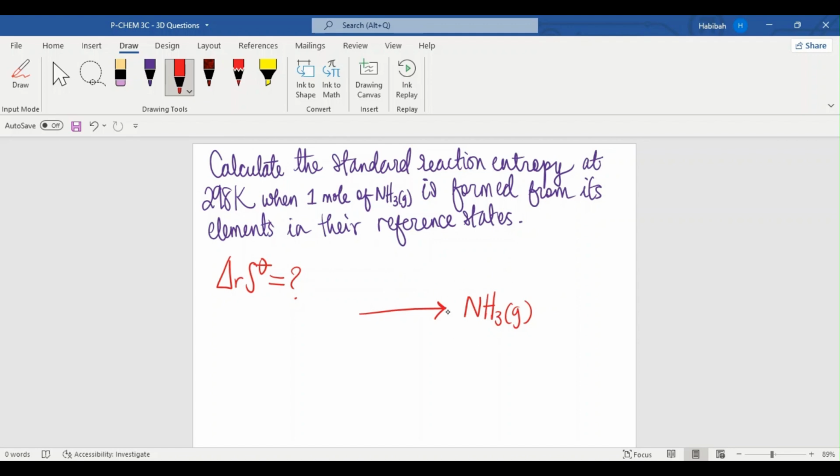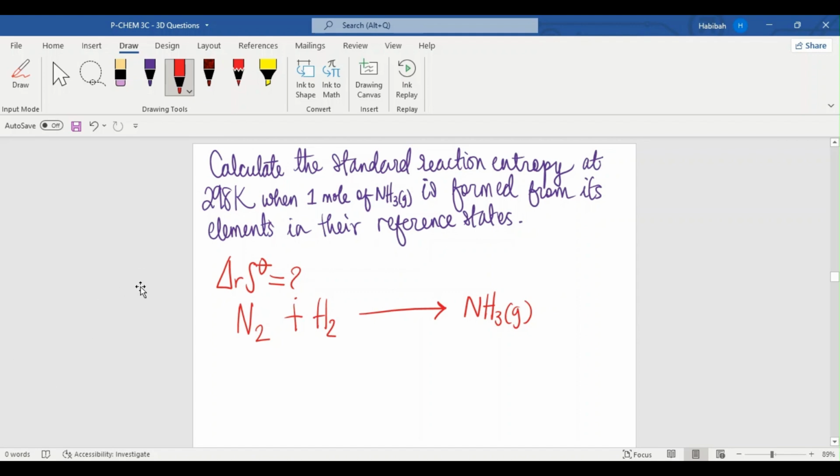So we see that ammonia gas NH3 is comprised of two elements, and those two elements in the reference state are simply nitrogen gas plus hydrogen gas. That reaction is what is going to give you ammonia gas. This is the equation for which we're supposed to calculate the standard reaction entropy. Now, I wanted to quickly mention something to you.